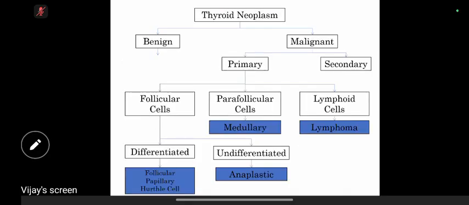So, to classify, the thyroid mass can be classified as benign and malignant. The differentiated thyroid cancer belongs to the malignant category, which is derived from the follicular cells, which is further divided into differentiated and undifferentiated. Differentiated includes follicular, papillary, and Hurthle cell, and undifferentiated is anaplastic.